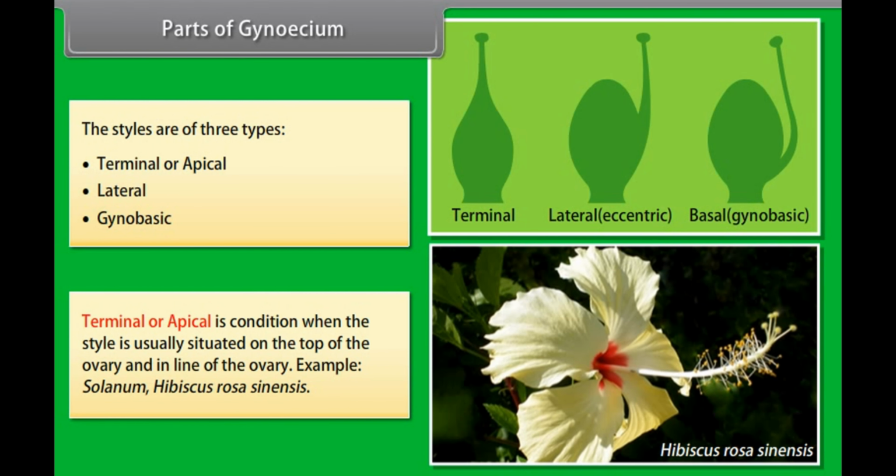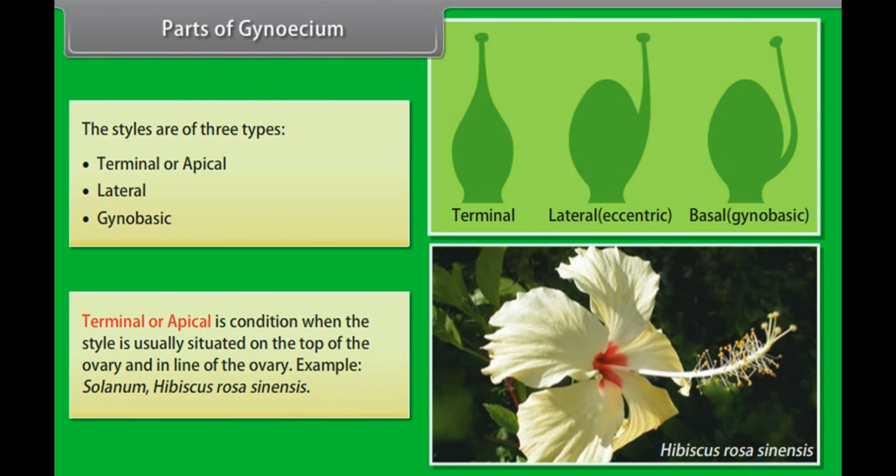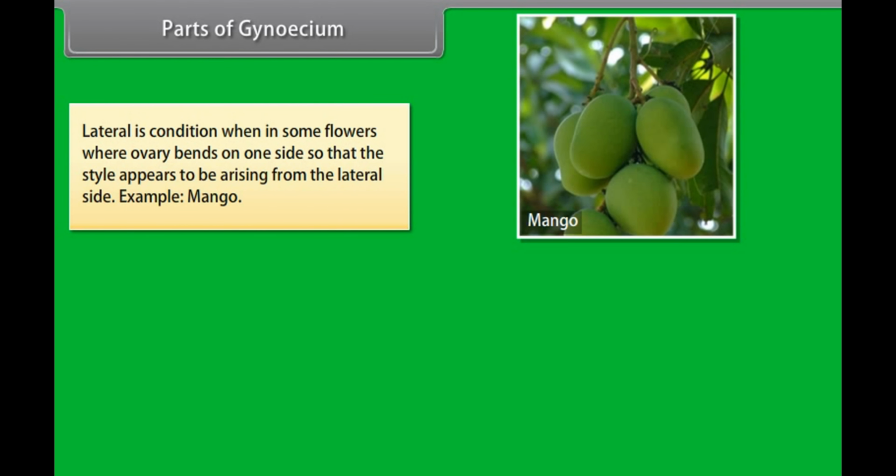Terminal or apical is the condition when the style is usually situated on the top of the ovary and in line with the ovary. Example, Solanum, Hibiscus rosa-sinensis. Lateral is the condition when, in some flowers, the ovary bends on one side so that the style appears to be arising from the lateral side.